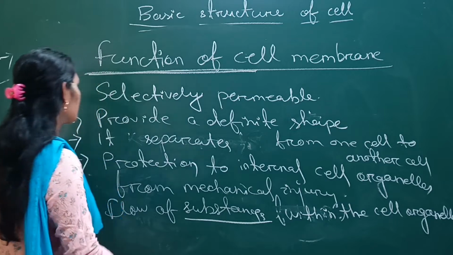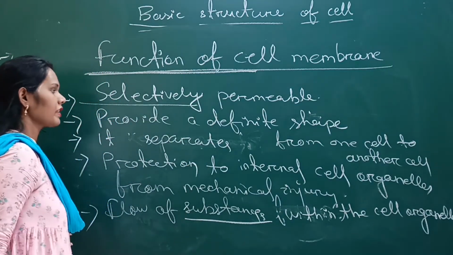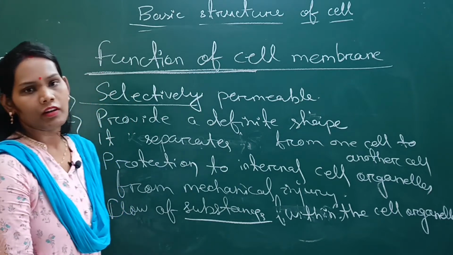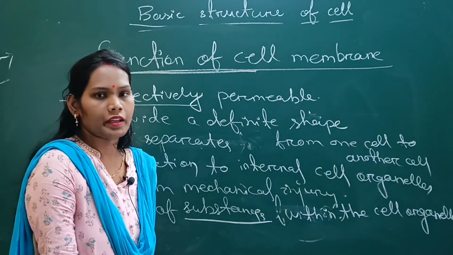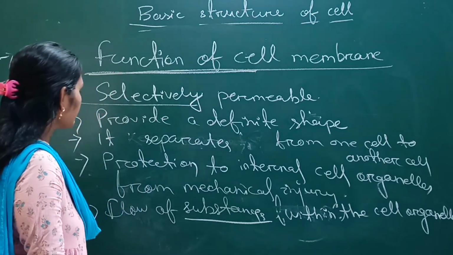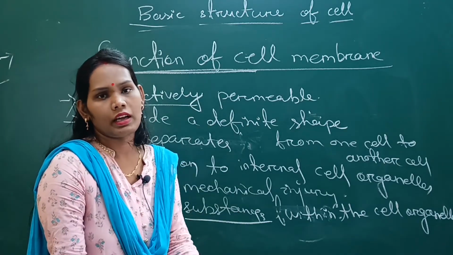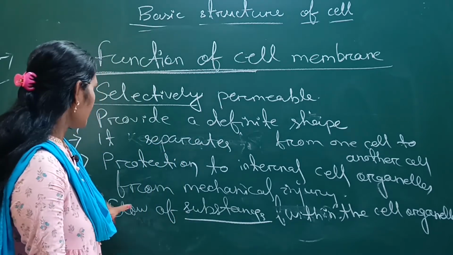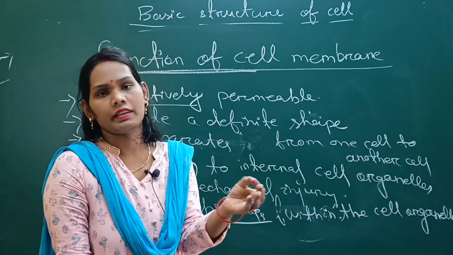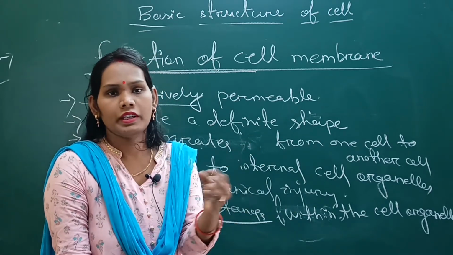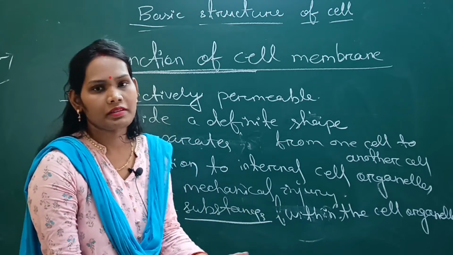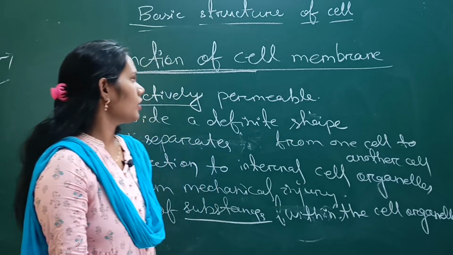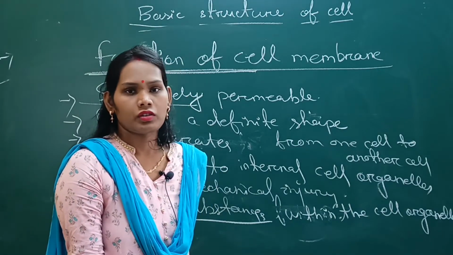Okay. So first of all, it is the selectively permeable membrane. Next, it provides a definite shape to an animal cell. It separates one cell from another cell because it is the outermost layer. Then it provides protection to the cellular organelles present within a cell from any mechanical injury. Then it allows the flow of substances, the transport of nutrients, transport of essential substances within the cellular organelles, also cell to cell. So this is all about the structure and function of the plasma membrane.